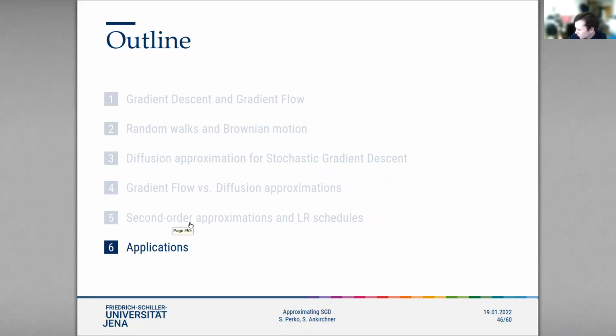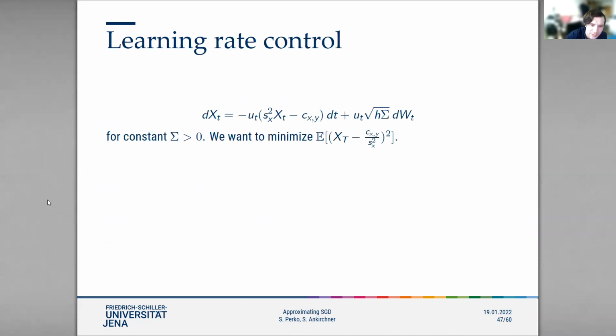I think I'm very fast. Just realized that. But okay, let's get to the applications. I already hinted at some applications before, but let's look at a specific one called learning rate control. Here we have a diffusion approximation, again, for this sort of linear regression example. And for simplicity, we've chosen a constant diffusion coefficient, sigma. And we want to minimize the quadratic error at a future time point t.